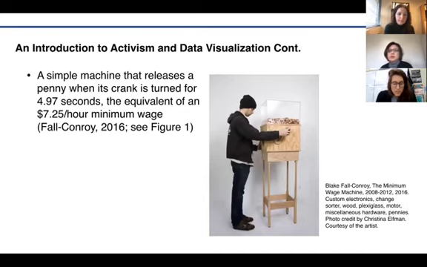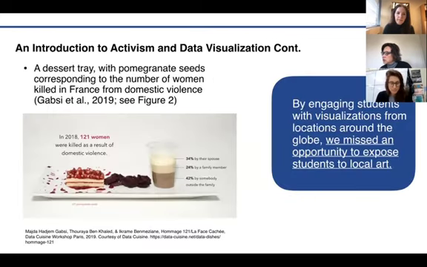Next, we looked at a simple machine that releases a penny when its crank is turned for 4.97 seconds, the equivalent of a $7.25 per hour minimum wage. Next slide. Lastly, we looked at this dessert tray image with a number of pomegranate seeds on the cake corresponding to the number of women killed in France as a result of domestic violence.